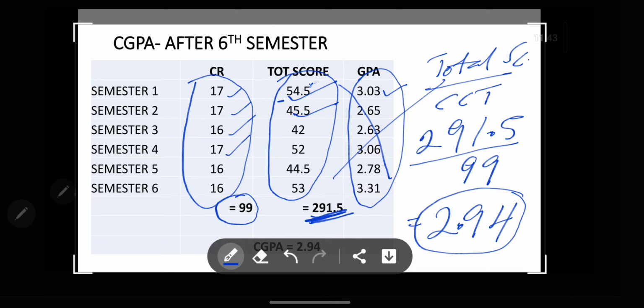So when you receive your transcript, you can take time, follow the video and calculate yourself. In the next video, which is going to be the last session of this series, I'm going to help you understand the impact of a referred paper, of a referral. When you refer, what is the impact of the referral on your CGPA?